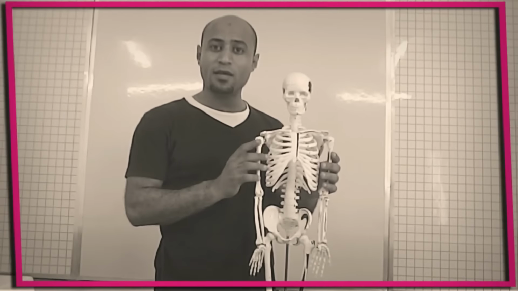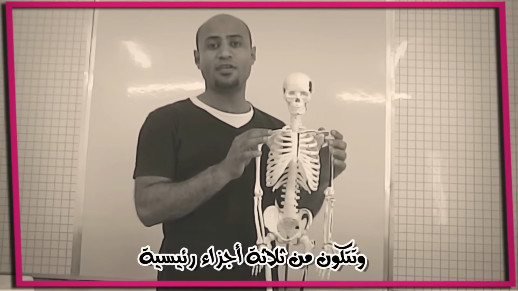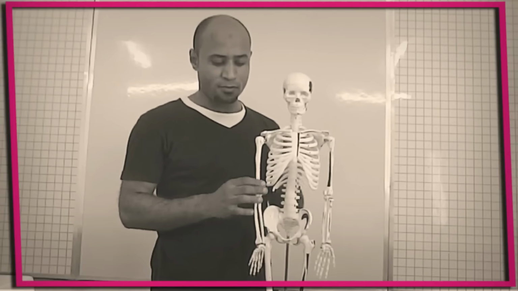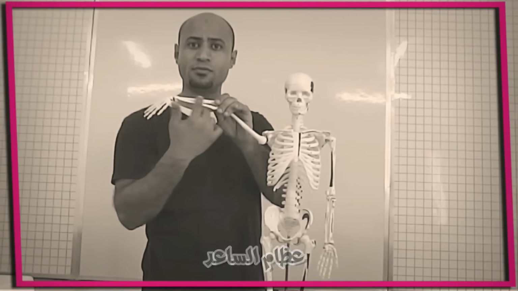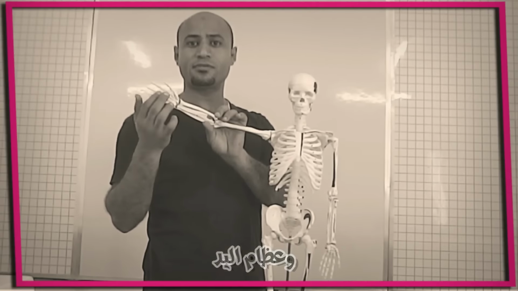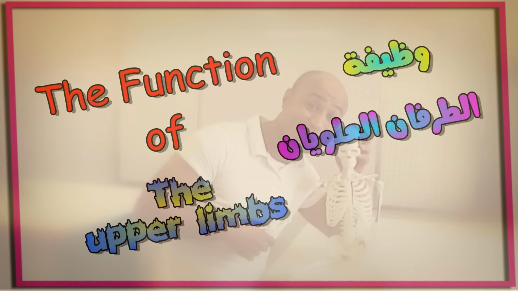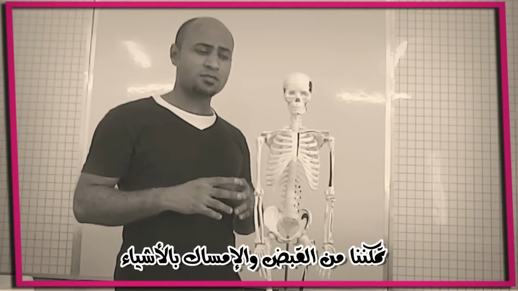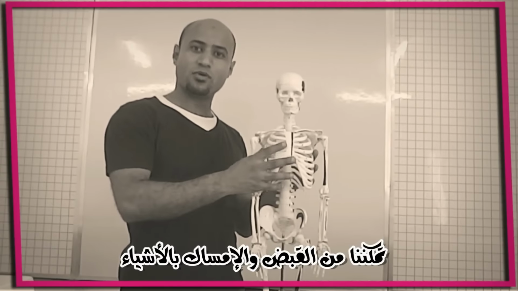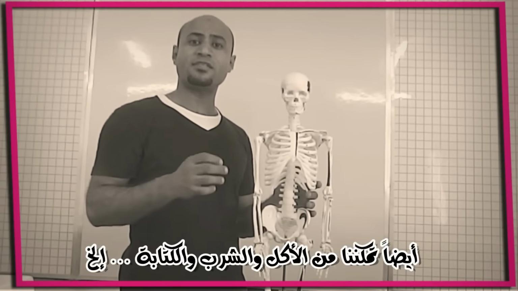Again, the bones of the upper limbs are connected to the shoulder bone, and they consist of three main parts: the humerus bone, the forearm bone, and the hand bones. Functions of the upper limbs are: it allows us holding things or catching things. Also it allows us eating, drinking, writing, etc.